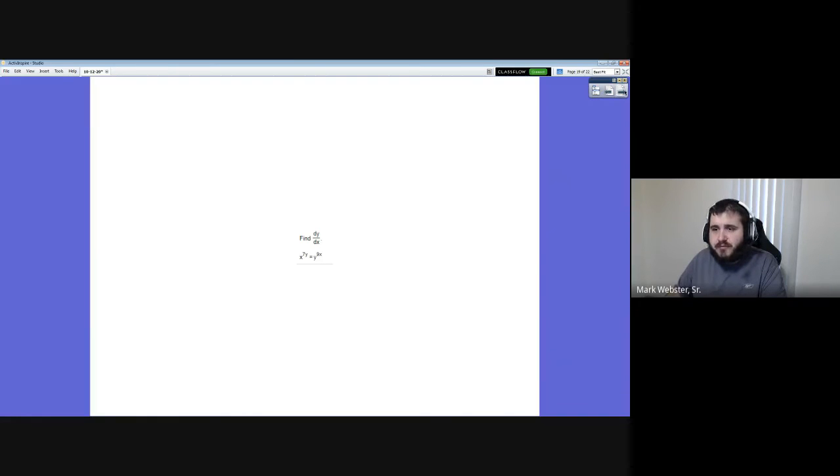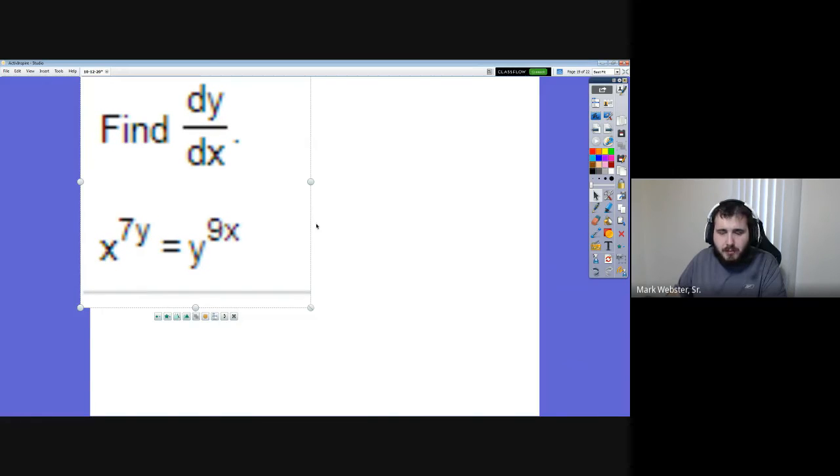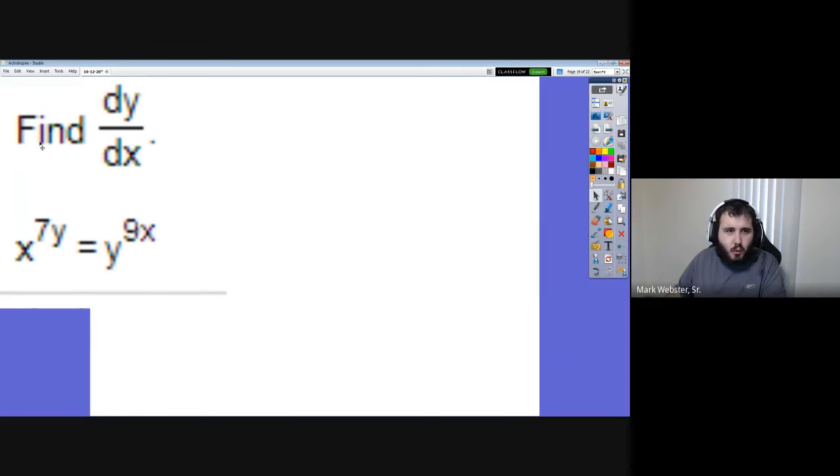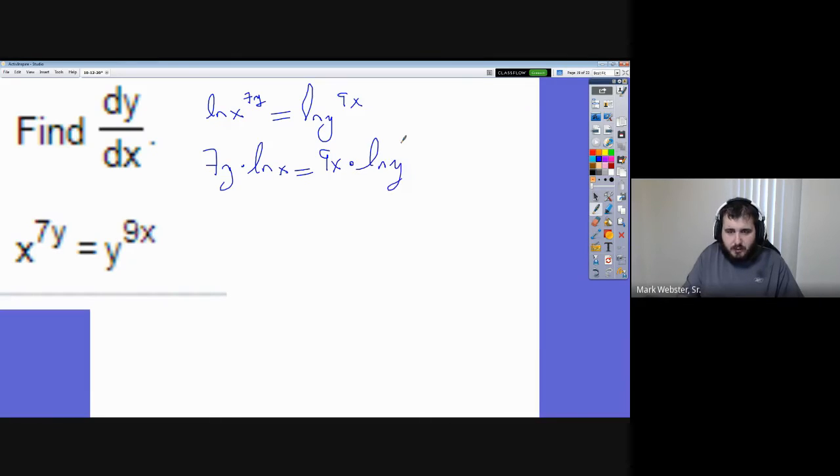All right, this one. Now, before, you could technically do them without using logarithmic differentiation. Problems like these are what logarithmic differentiation is actually designed for. This is when logarithmic differentiation is literally the only tool. So what are we going to do? Take the log of both sides, right? Because now we can bring down the exponent, right? This is 7y times natural log of x equals 9x times the natural log of y.